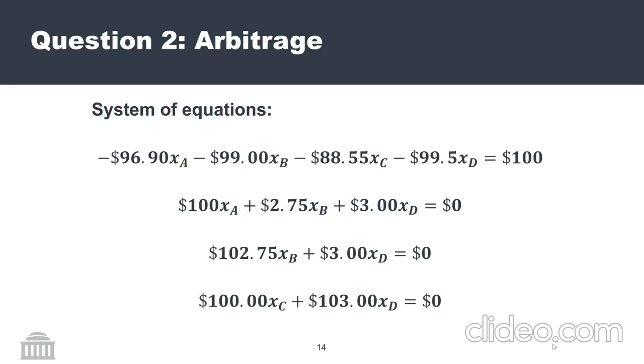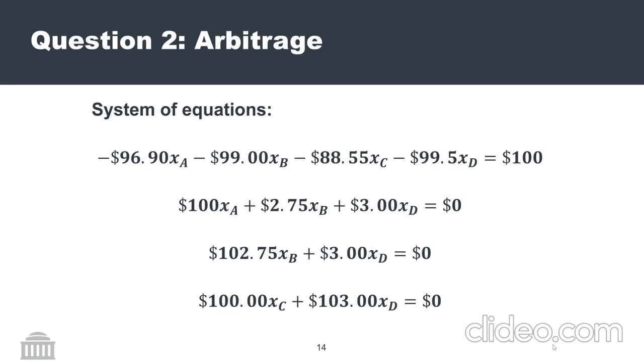So let's put this all together. We have the following 4 equations. The first equation is our cash flow in year 0, and the second equation is our cash flow in year 1. Now we have the following system of 4 equations with 4 unknowns. These equations represent our cash flows in years 0, 1, 2, and 3. So the goal right now is to solve the system of equations for XA, XB, XC, and XD.